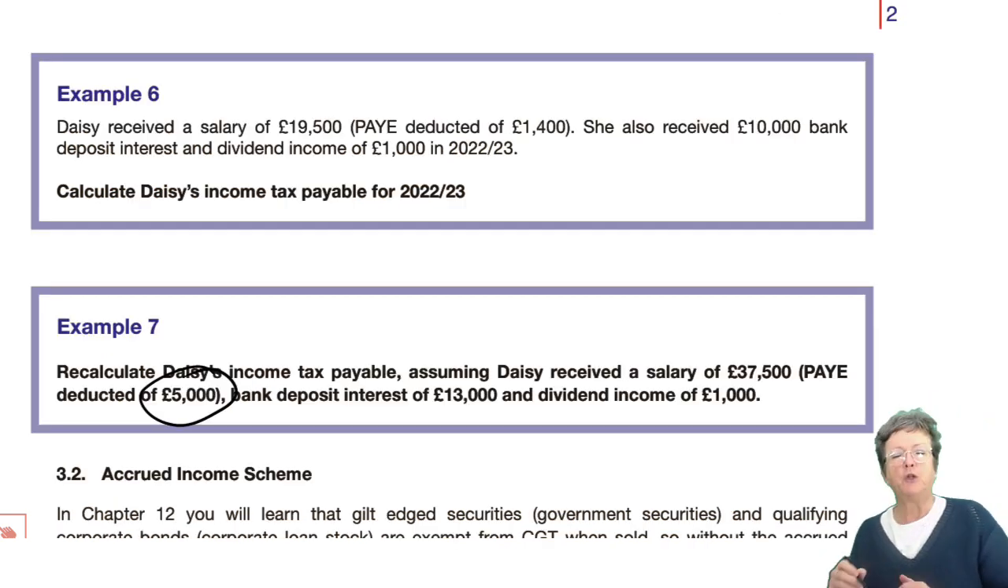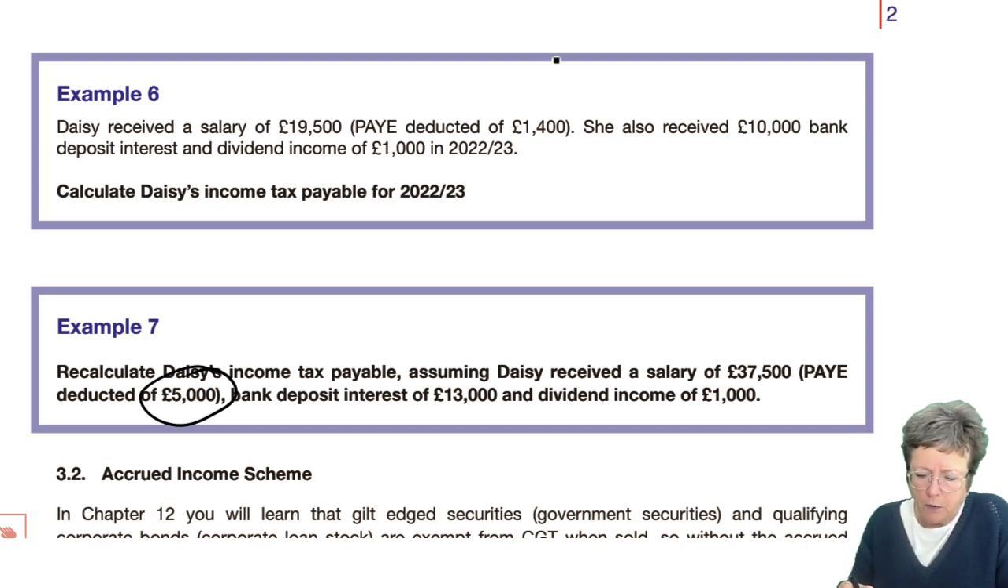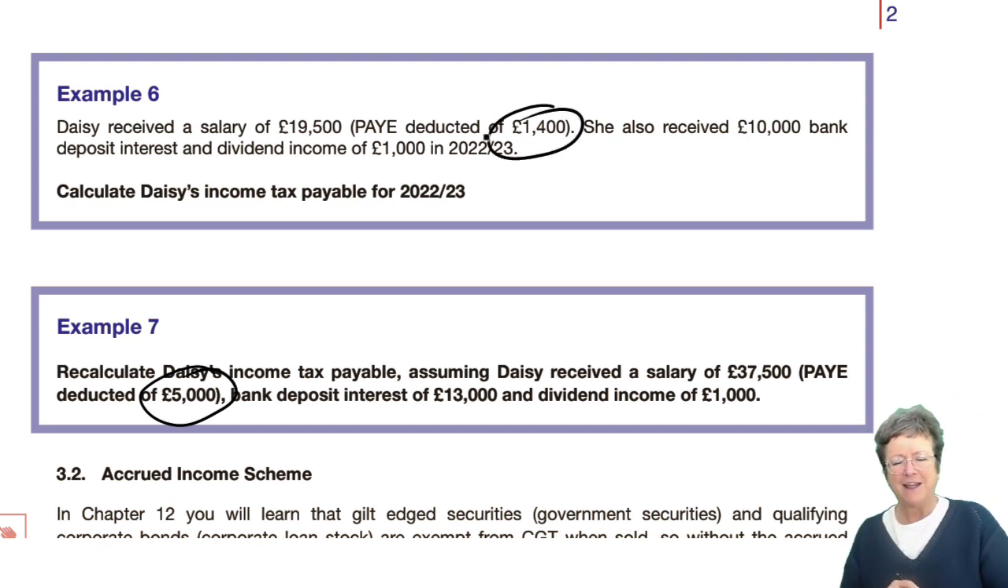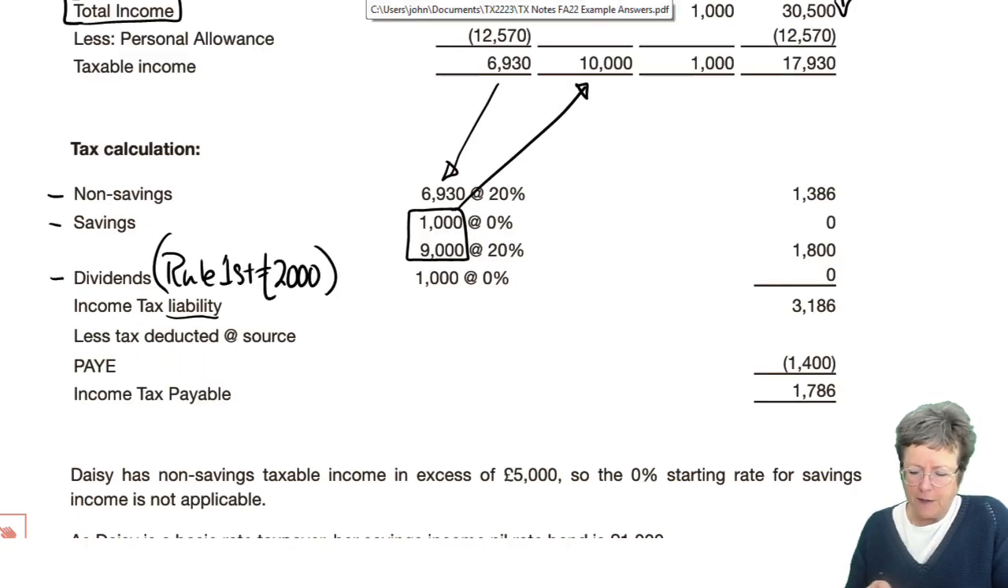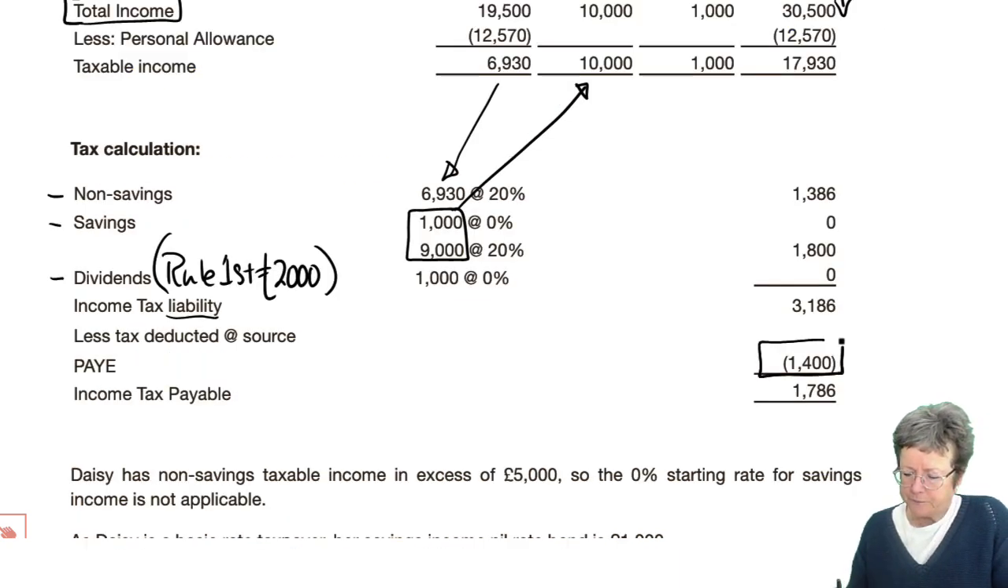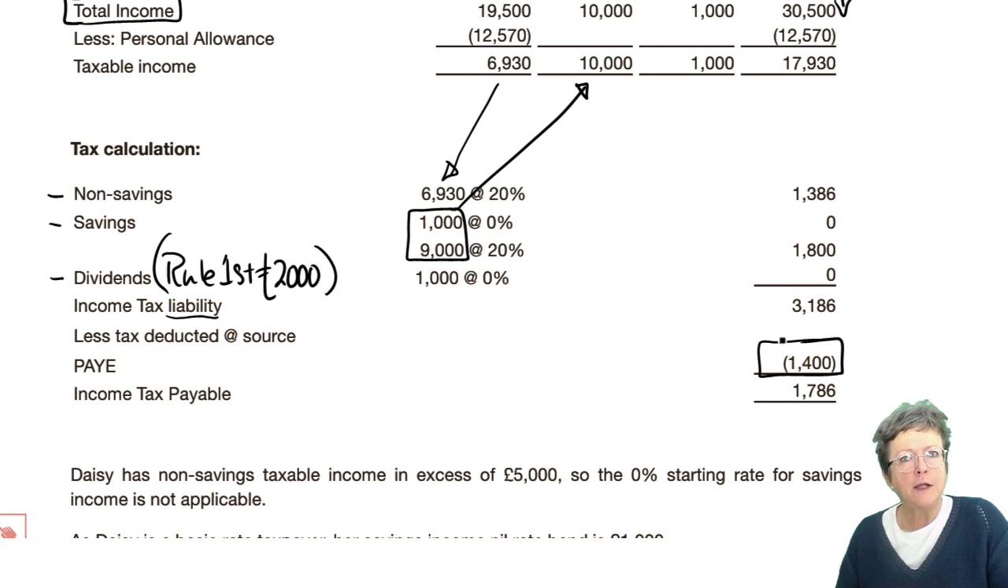Oh, that's example number 7. I do apologise. Where are we? There we go. No wonder it didn't make sense. £1,400. There you go. It pays to read the question carefully, doesn't it?